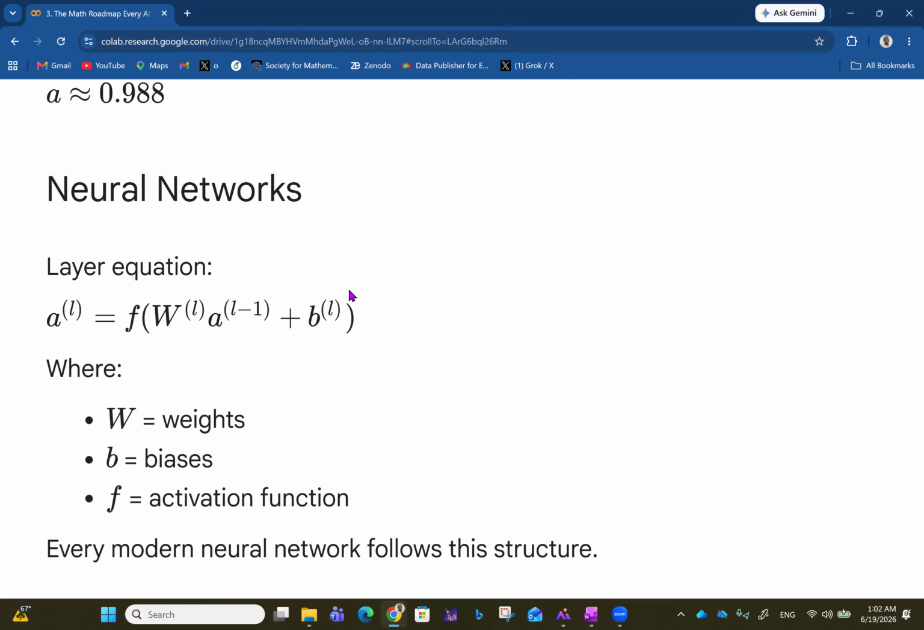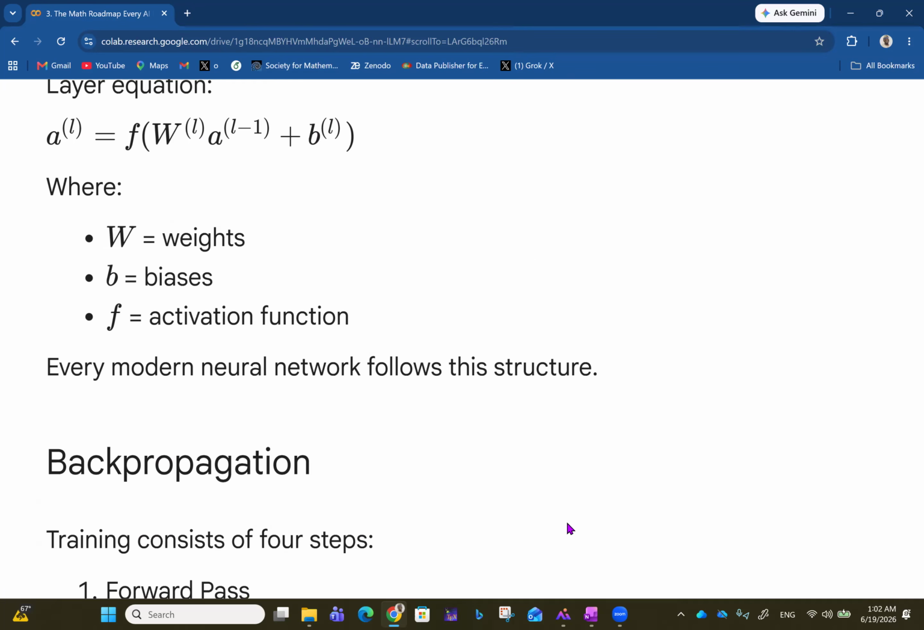So you have your layers here, layers upon layers. So A_L equals F of WA plus B. This is still more or less the same as WX plus B, except that now you have more layers because you are dealing with neurons. W is the weights, B are the biases, and F is the activation function here. So every modern neural network follows this structure.